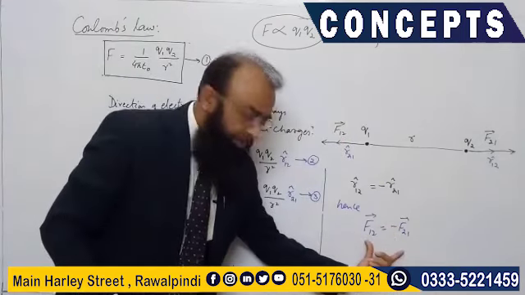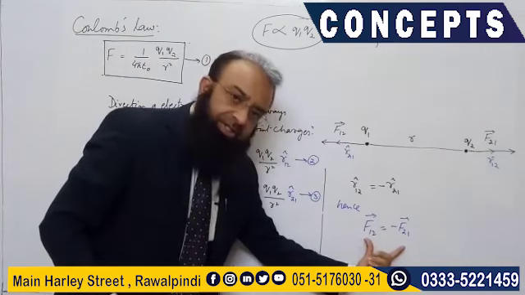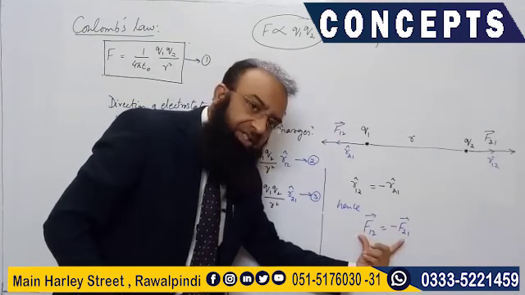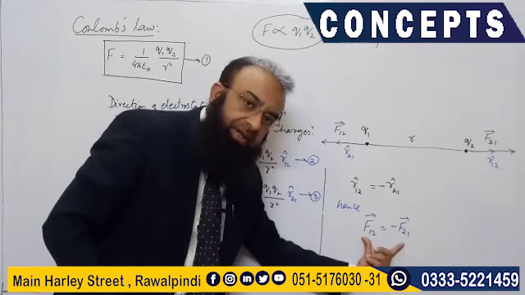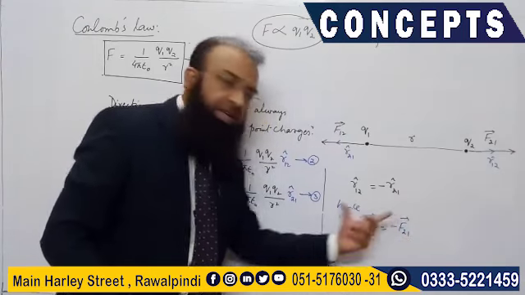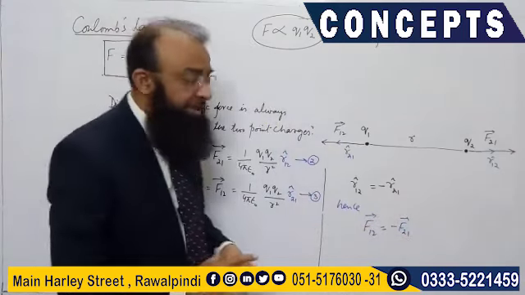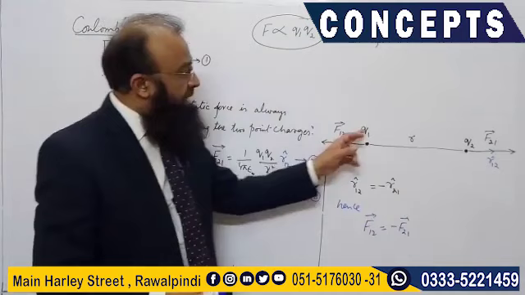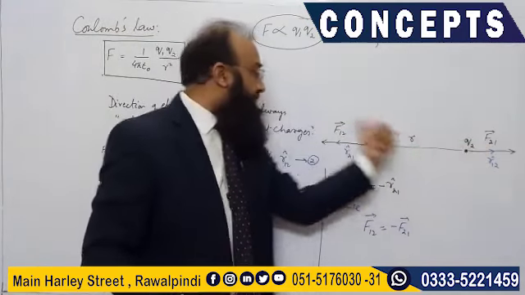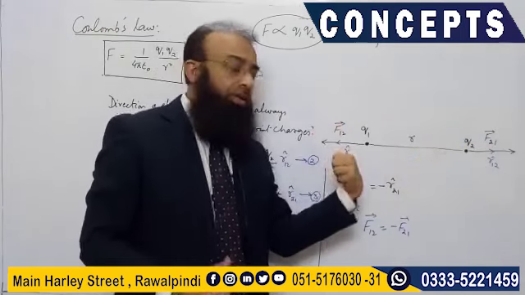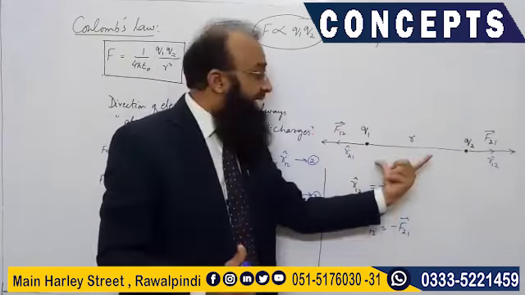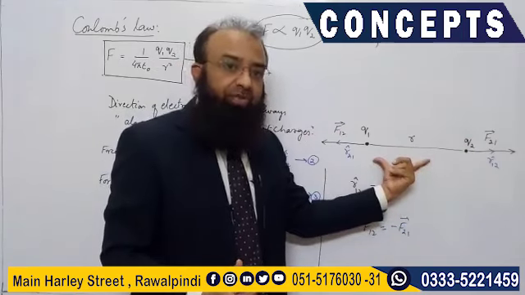Students, what is this? Do you remember? Do you recall something from this formula? Yes, this is Newton's third law of motion. Action and reaction are equal in magnitude, opposite in direction, and they act on two different bodies. F21 is the force exerted by Q1 on Q2, and F12 is the force exerted by Q2 on Q1. These are the two forces equal in magnitude, opposite in direction, and acting on different bodies.